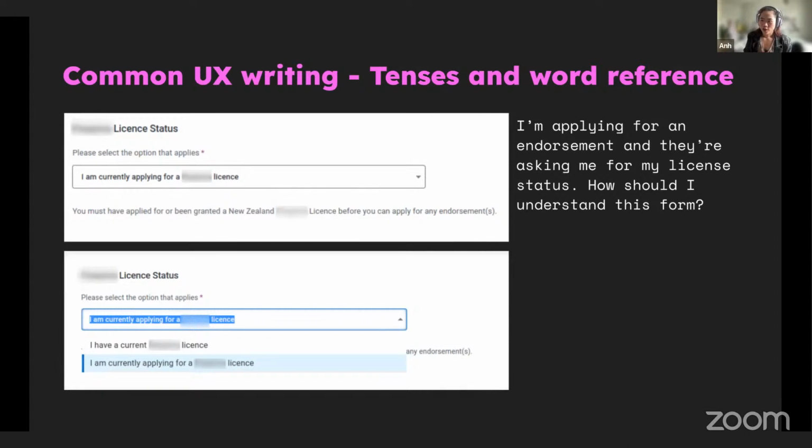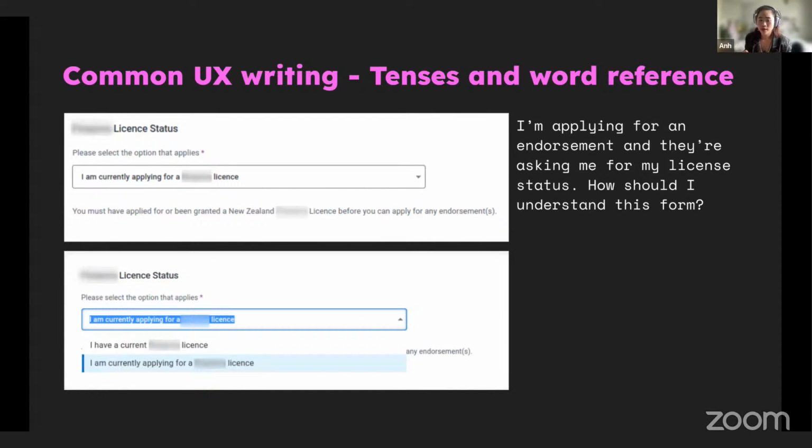This form over here is where I apply for an endorsement, and they're asking me for my license status. So I'll read out the form so that everyone can get it. The section title is license status, and there's a drop down where it says, please select the option that applies. I'm currently applying for a license.